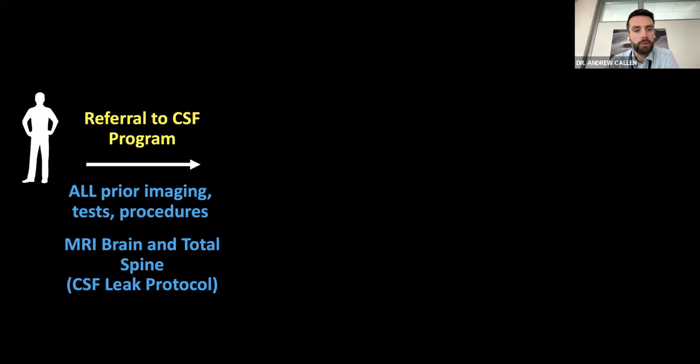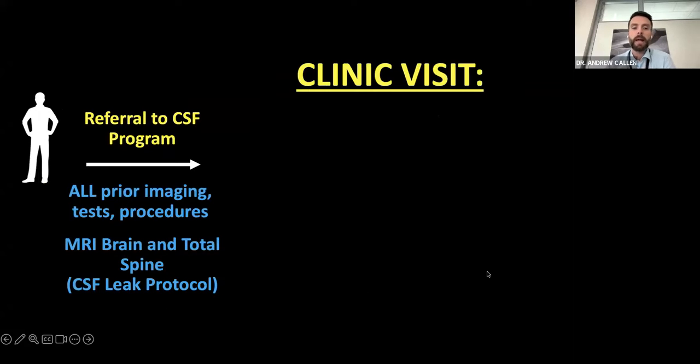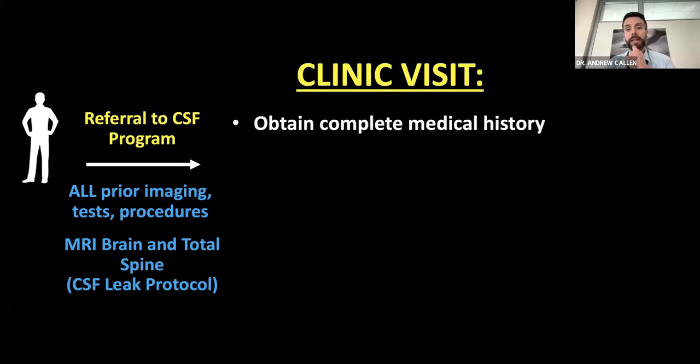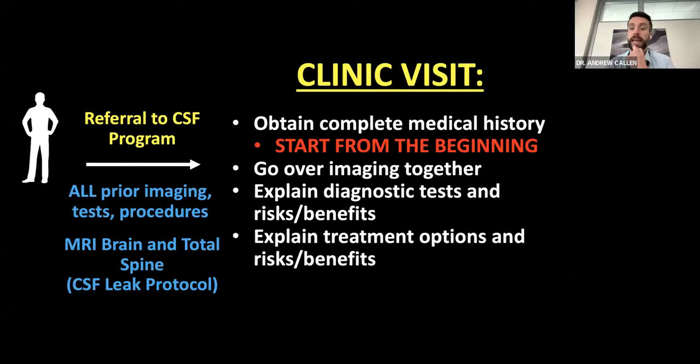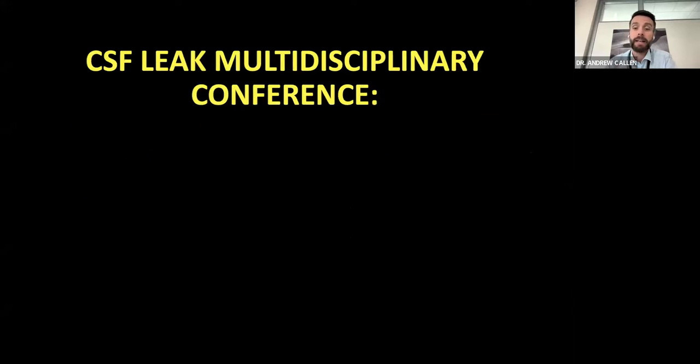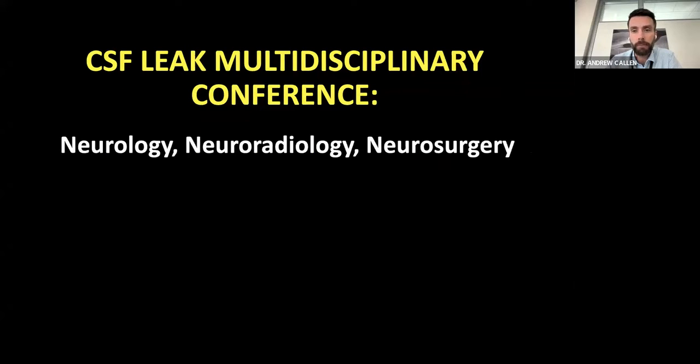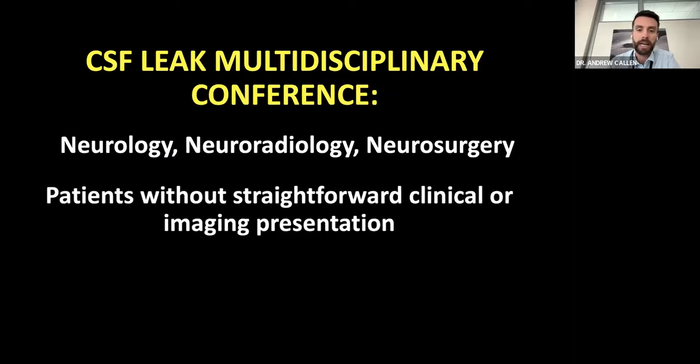Here at CU, when a patient gets referred to us, we get all of their prior imaging tests and procedures sent to us. We insist on an MRI brain and total spine. And then we start with a clinic visit. We obtain a complete medical history starting from the very beginning. We go over the imaging together. We explain the diagnostic tests and the risks and benefits, as well as the treatment options, and obtain validated health metrics, both for research purposes and as baselines for going forward to evaluate after in the post-treatment setting. I think that our multidisciplinary conference is very important. I would encourage you to do this at your institution, getting together with your neurology and neurosurgery colleagues in a similar way we do so for tumor board for our cancer patients.